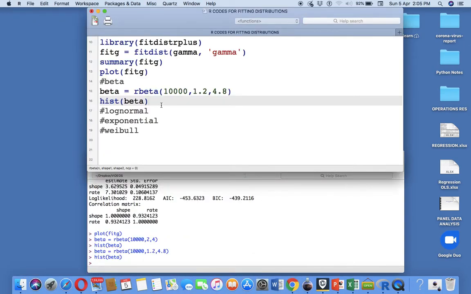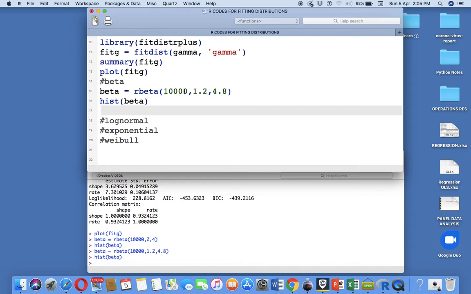Okay. Now, given these parameters, I want to estimate. So I'll call it fit B. B equal to fit dist. I am not invoking this library fitdistrplus because it's already been invoked. I don't have to invoke it every time. Okay, so I'll say beta.